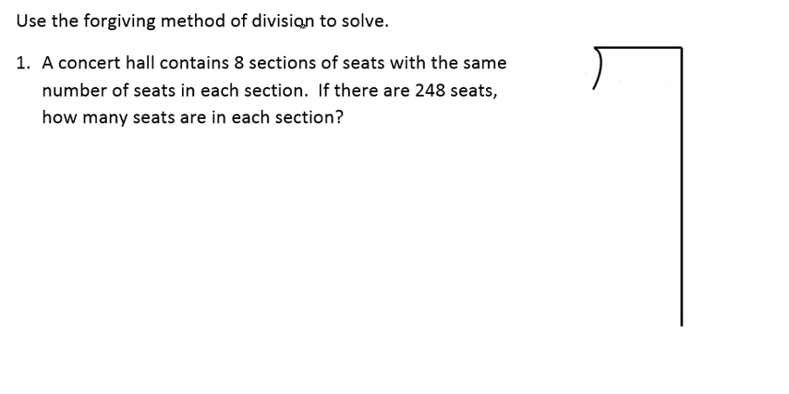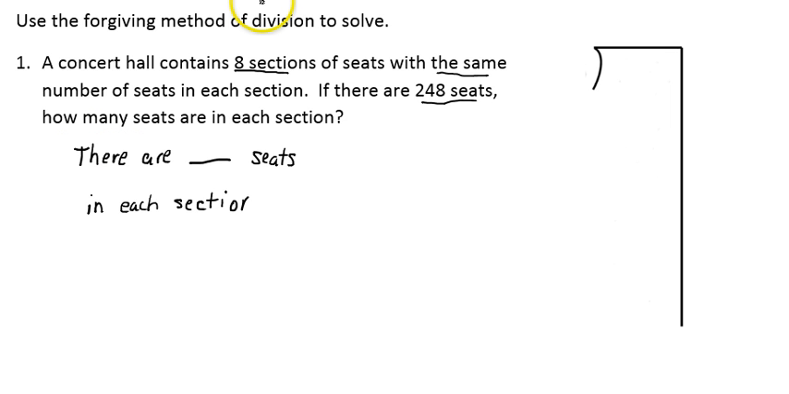I see that we have 8 sections of seats, and each section has the same amount. That tells me it's going to be division because it's equal amounts, and that we have 248 seats in all. So the question is, how many seats are in each section? My answer statement will say there are blank seats in each section.